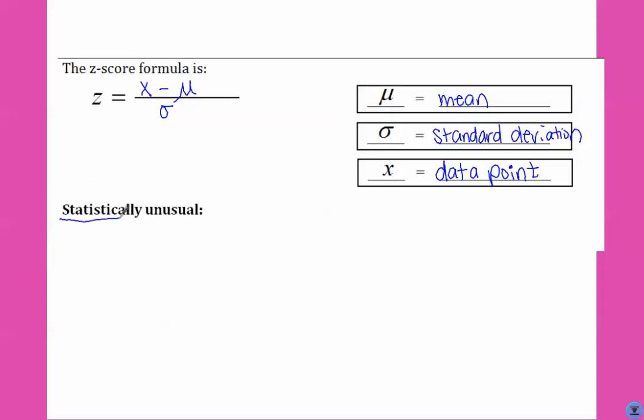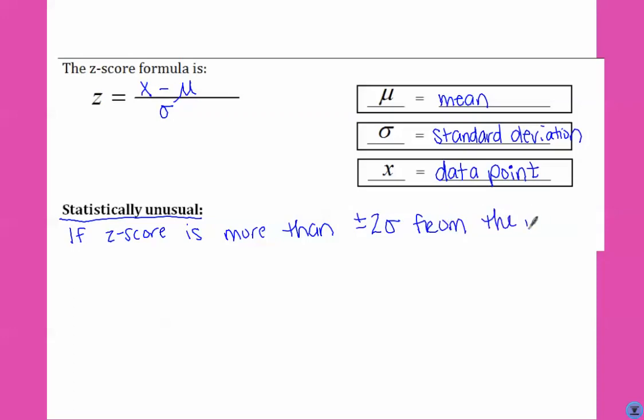Something is considered statistically unusual if the z-score is more than plus or minus 2 standard deviations from the mean. So if it's more than positive 2 or smaller than negative 2.